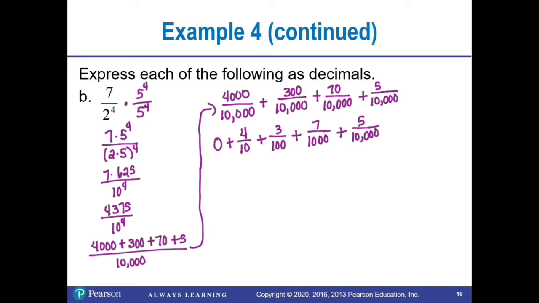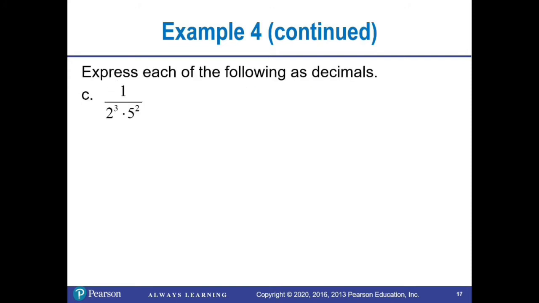Notice as I was simplifying each of these fractions, I was thinking about powers of 10 like 1,000, 100, and 10. So we have a 0 in the ones place. Don't forget your decimal place behind the 0. A 4 in the tenths place, 3 in the hundredths place, a 7 in the thousandths place, and a 5 in the ten-thousandths place. So 0.4375 would be our answer.